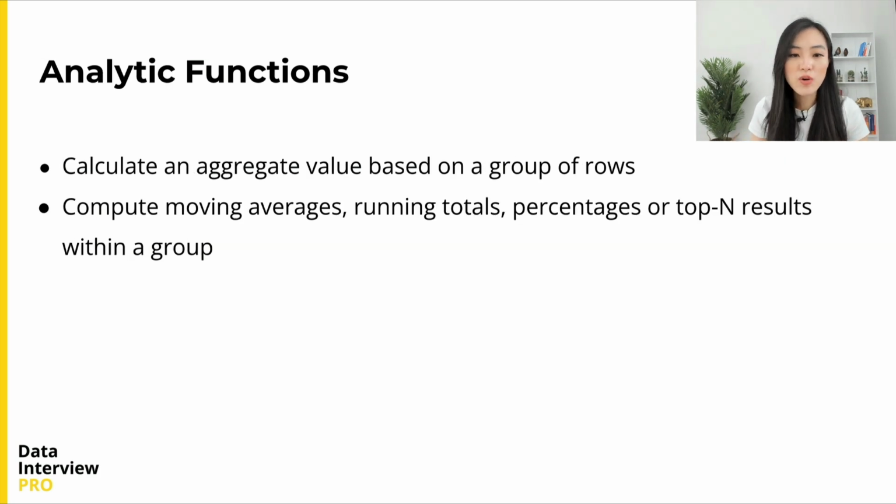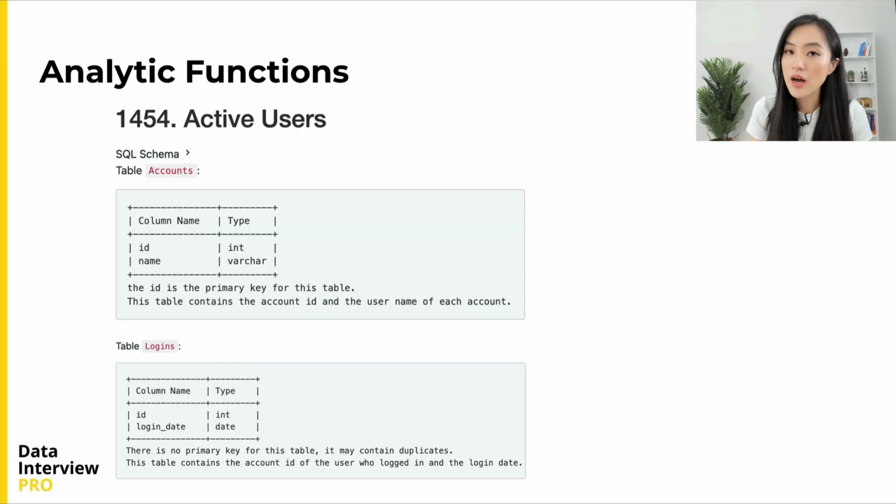Okay, the last example we are going to look at involves analytic functions. Analytic functions calculate an aggregate value based on a group of rows. Analytic functions are frequently used to compute moving averages and running totals. Also, we can use them to compare rows within a group. Let's take an example. This is another SQL problem on LeetCode, which is called active users.